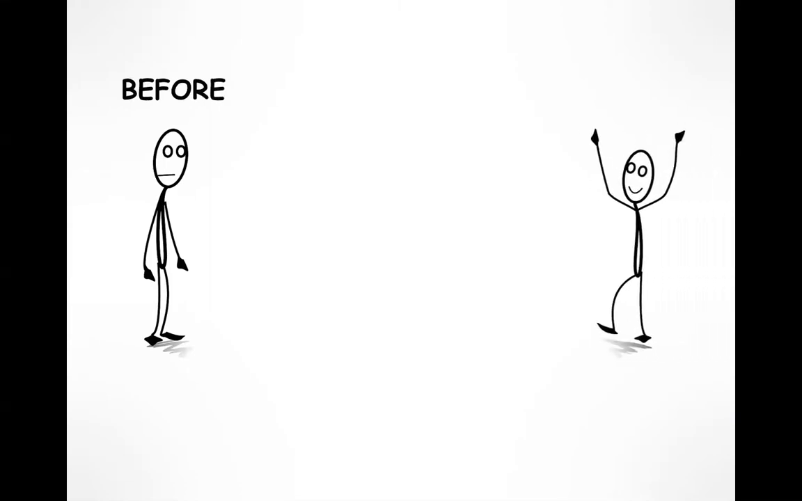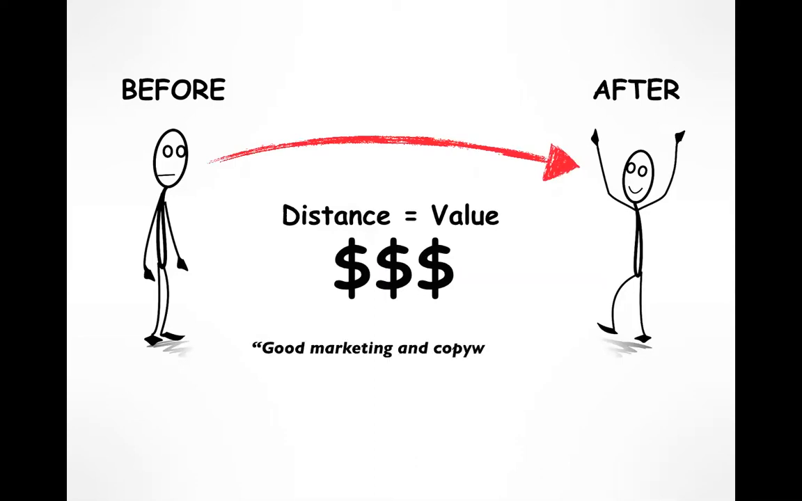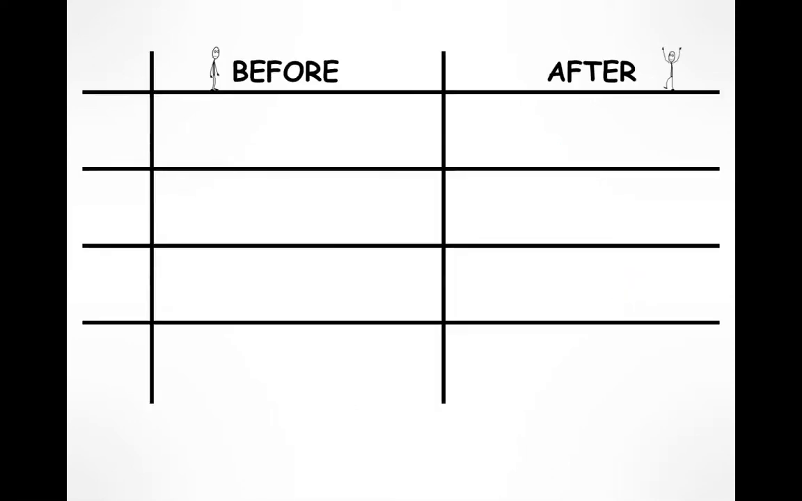So here we go. We need to talk about before, and then we'll talk about after. This is a transition. This is what people can relate to, is before and after. So the distance between the two is value, the value that you offer. That is where you can charge. That's where the money comes. So good marketing and copywriting simply articulates the move from the before state to the after state.